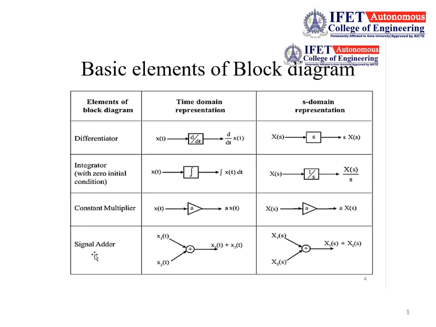Similarly, you have another element, that is the signal adder. Two or more signals, x1 of t and x2 of t, can be added in an adder, which is called a summing element. The output will be x1 of t plus x2 of t, or in the S domain, x1 of s plus x2 of s.